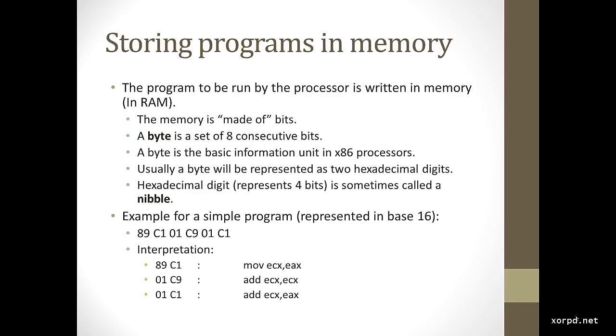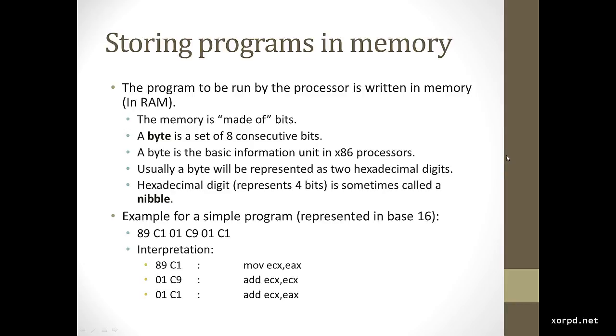It is true that we can read or maybe change single bits. However, the basic information unit that is used with most of the instructions is going to be 1 byte. Usually a byte will be represented as 2 hexadecimal digits, mostly because it is more comfortable than writing 8 binary digits. A hexadecimal digit represents 4 bits and is sometimes called a nibble. You might see this notion in some places, so it's important that you remember it.